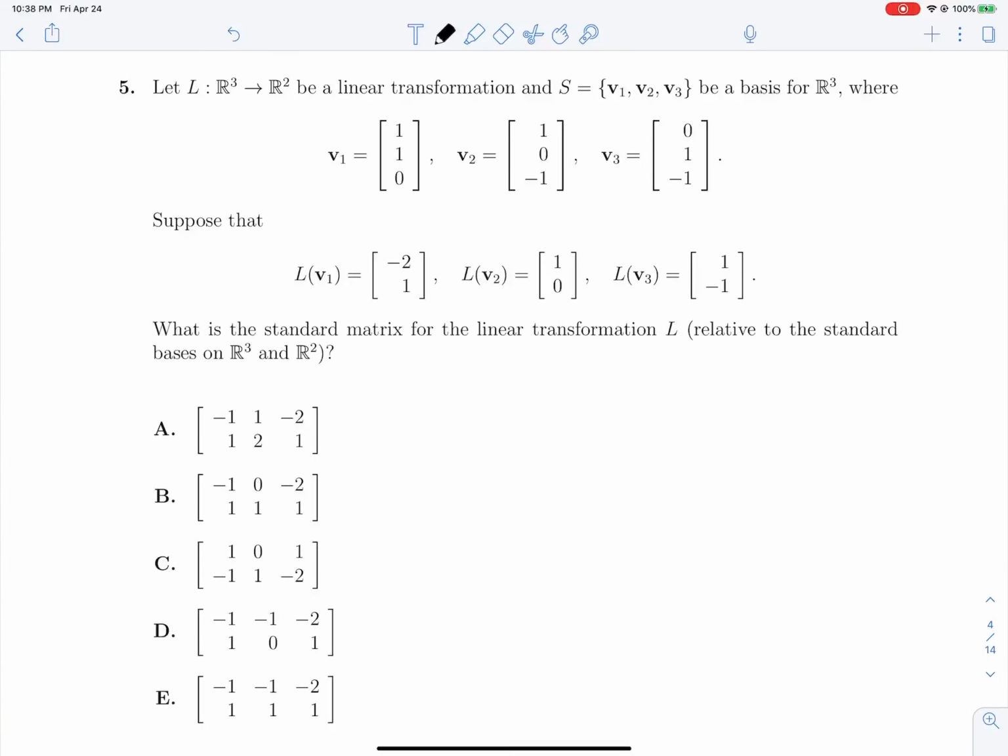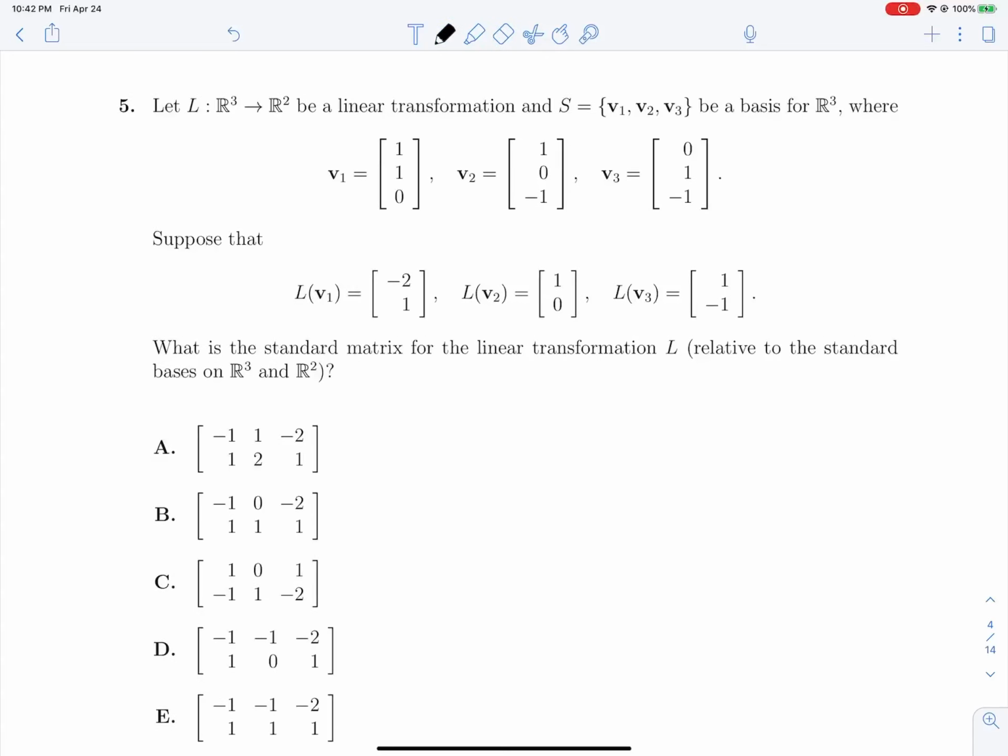5, we have a linear transformation from R3 to R2, and the set composed of V1, V2, V3 is a basis for R3, where those are those basis vectors. And we're supposing that the linear transformation applied to V1 gives us that vector, and so on for all those other ones. Now, what is the standard matrix for the linear transformation L relative to the standard bases on R3 and R2? So what we should be able to do here is set up an expression. It'll involve taking an inverse along the way of a 3 by 3 matrix, which is maybe more time consuming than actually just guess and checking through our answer choices, but we should be able to solve for this.